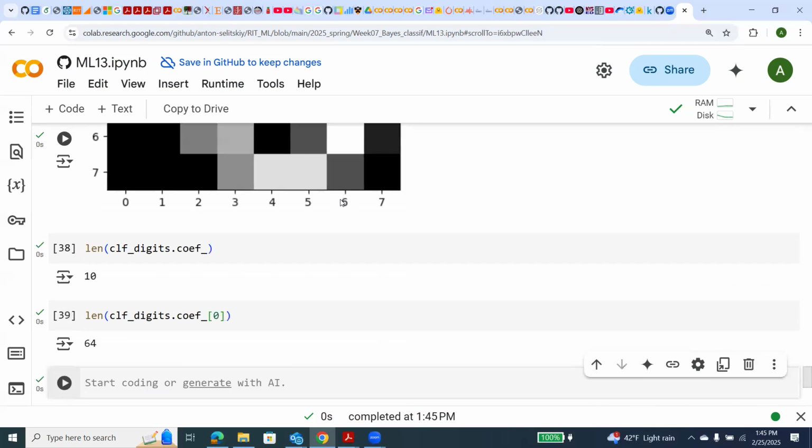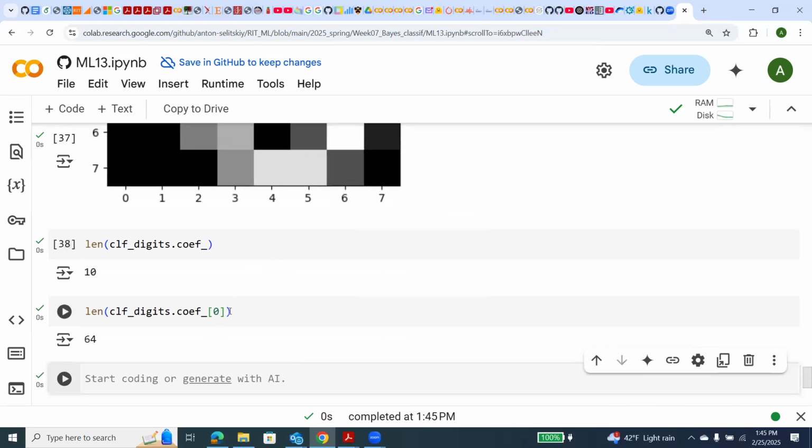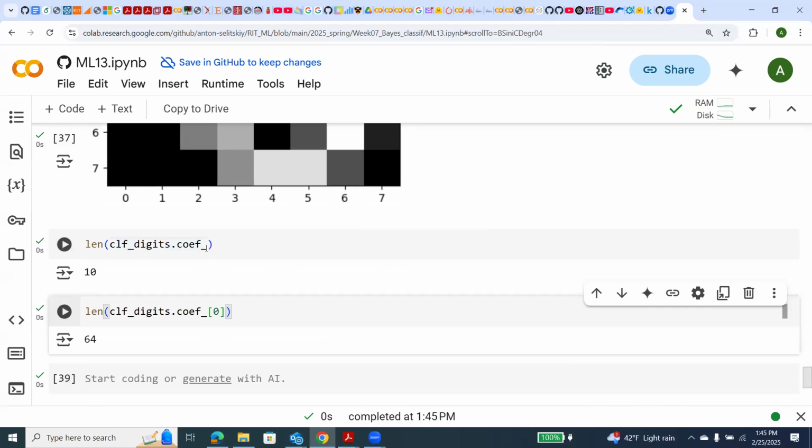Okay, so the last comment for today: the output is 10. And if you look at the individual weight, individual weight has 8 by 8 parameters because it creates 10 linear functions, and every linear function will have 8 by 8 weights. Okay, so that's it for today. I'm glad that we at least covered the example also.